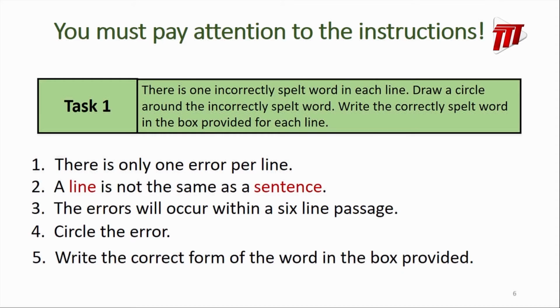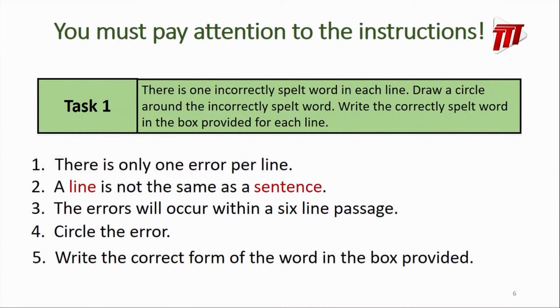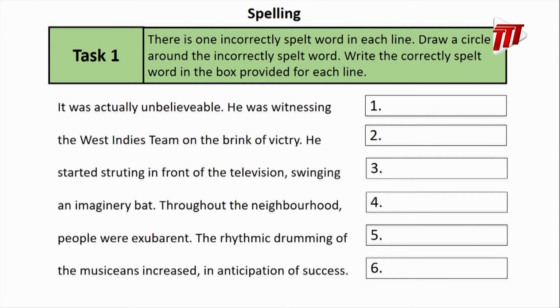Remember, your instructions are very important. They tell you what you need to do and exactly what you have to write. In the spelling section, you know there's one incorrectly spelled word in each line. And you have to draw a circle around the incorrectly spelled word and then write the correct spelling in the box provided next to that line. So remember those instructions carefully. Circle the word in the line that is incorrectly spelled, and then we write the correct spelling in the box. 2 instructions that you must do. So let's read our passage.